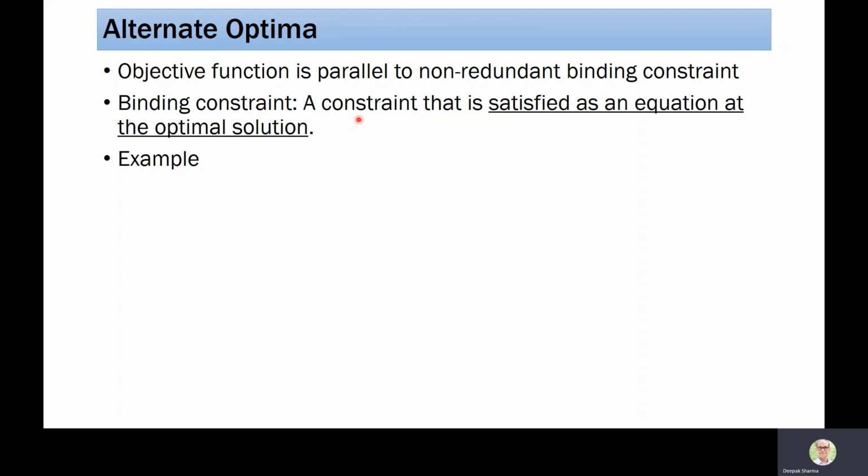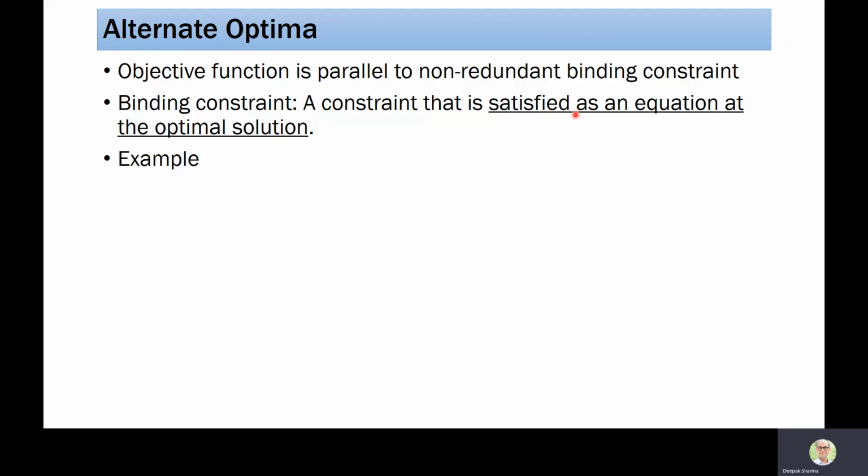A binding constraint can be defined as a constraint that is satisfied as an equation at the optimal solution. Remember that the LP form is converted into equation form so that I can use the simplex method. When I solve with the simplex method and get the optimum solution, if the slack or surplus variable is 0, it means the left hand side is equal to the right hand side. So I can say that a binding constraint is satisfied as an equation.